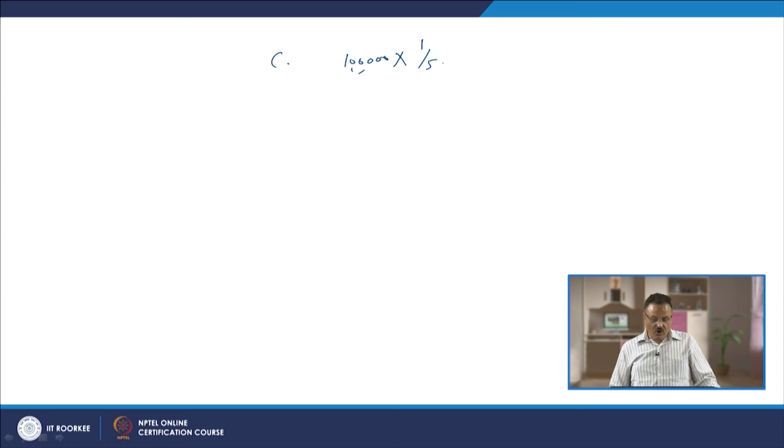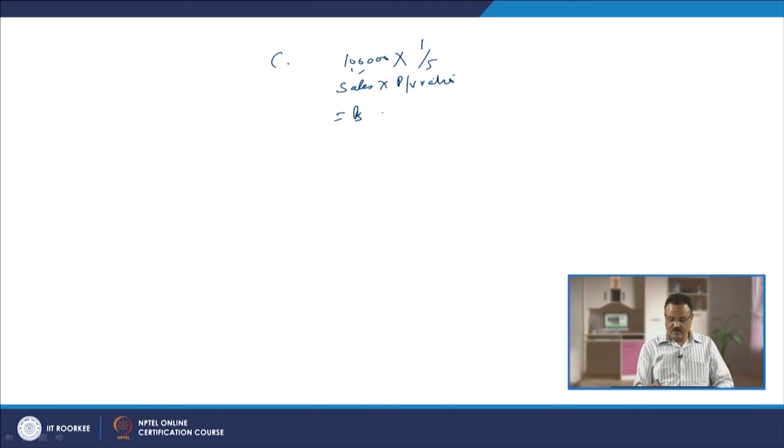To know the contribution from the desired amount of the sales, you have to multiply the sales by the PV ratio. So, 1 lakh into 1 by 5 becomes rupees 20,000, right. This is the amount of contribution coming up from the sales of 1 lakh rupees.